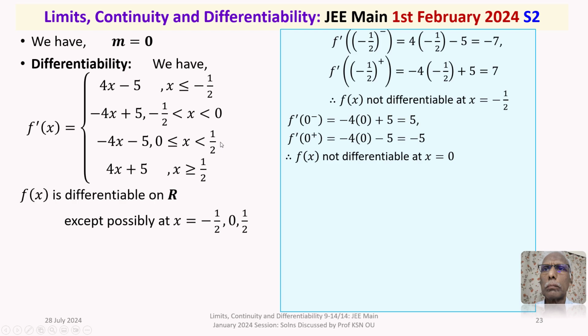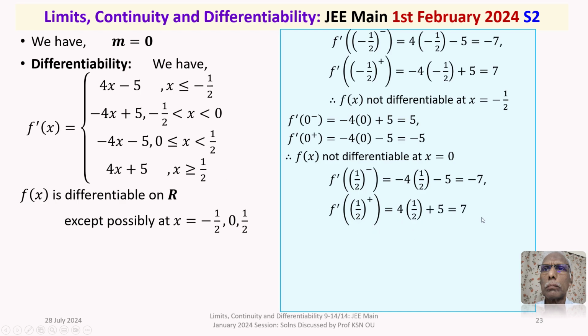And the left hand derivative and right hand derivative at 1 by 2. So the left hand derivative is at 1 by 2. So in this expression, you substitute x is equal to minus 1 by 2. So it will be minus 7. The right hand derivative is in this 4 into 1 by 2 plus 5, that is 7. Agreed. They are not equal. Therefore, f x is not differentiable at x is equal to 1 by 2.